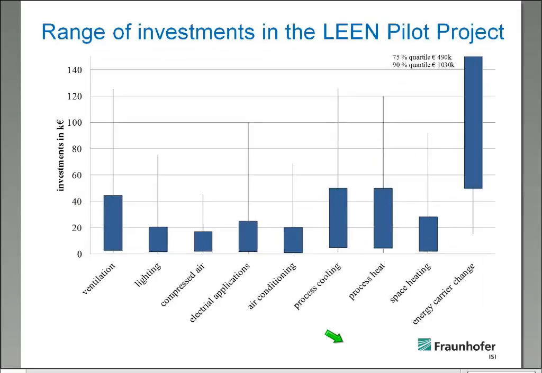This is a typical range of investment in companies, and you see here that the 75th percentile is in the range of a little bit below €500,000, and the 90th percentile is up to around 1 million euro. And again, you see the spread of the investments across the different types of cross-cutting technologies. Here, the right-hand side again with the energy carrier changes.